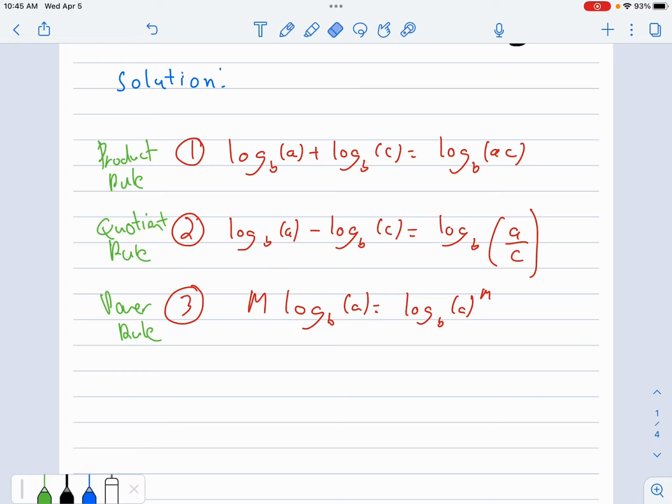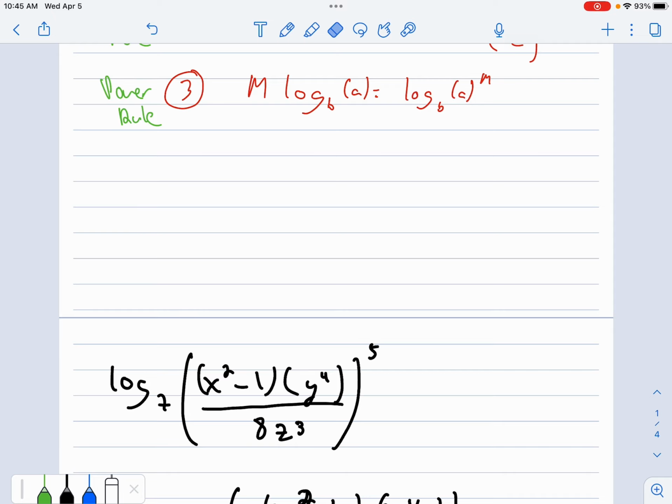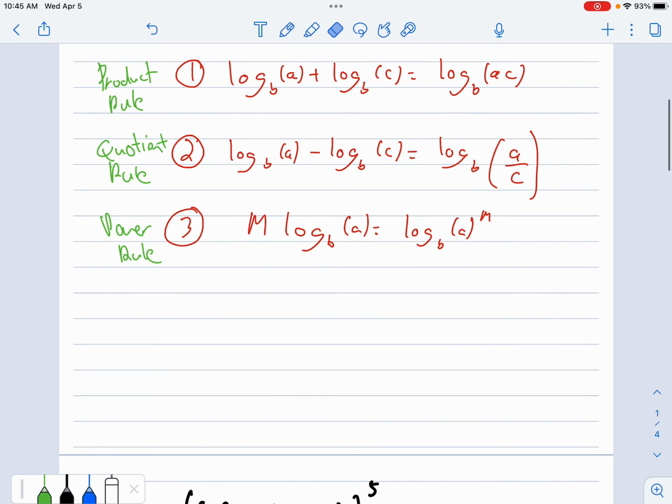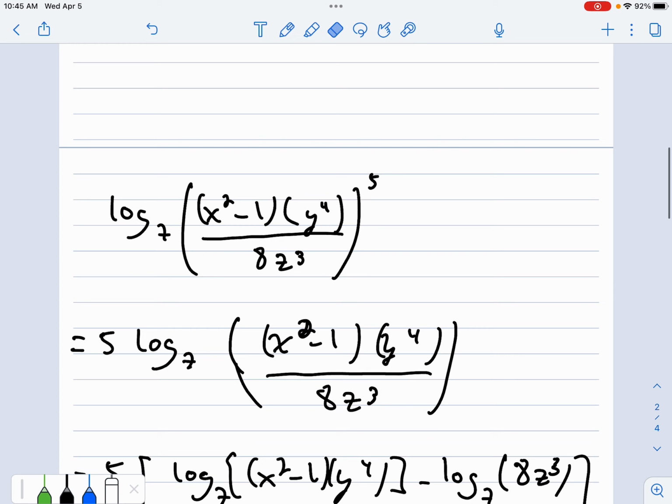Okay, so for our question, how should we go about expanding this as a sum or difference of logs using these rules? You can go left to right or right to left with these rules. And when you're trying to rewrite one logarithm as a sum of logs, you typically use the rules going from right to left. All right, so let's look at our expression.